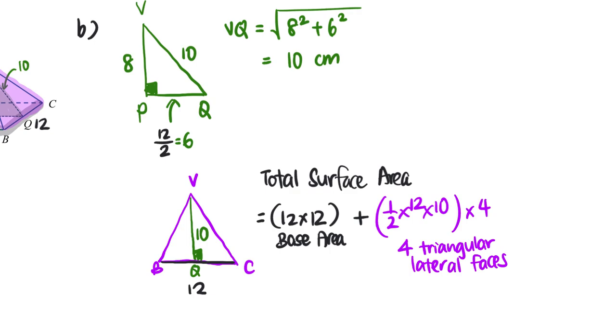Okay, 4 triangles. So the final answer, you can simply key into your calculator and that will give me 384 cm square. And with that, we have come to the end of this video.